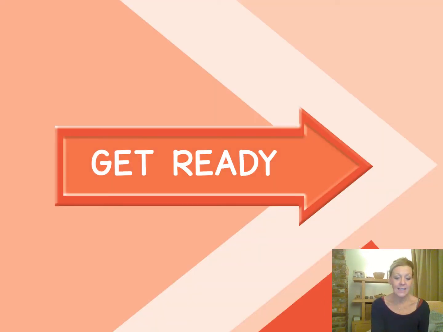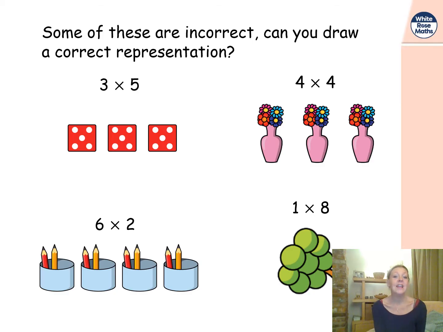Okay, let's get ready. We're going to have our first warm-up. Let's have a look at some of these pictures. Now, some of these are not right, they're incorrect. Some of them you need to draw the correct representation, so you need to change the picture. Let's have a look at the first one. 3 times 5, 3 lots of 5. Have we got 3 lots of 5 in our picture?